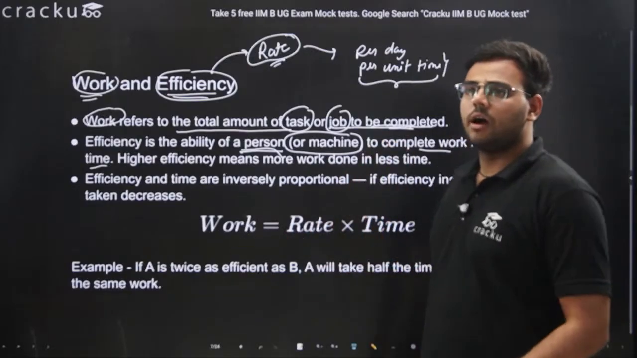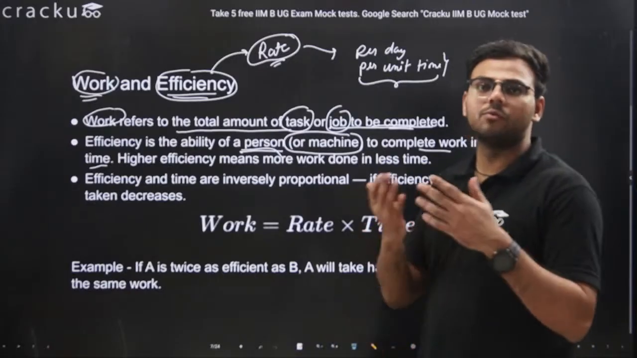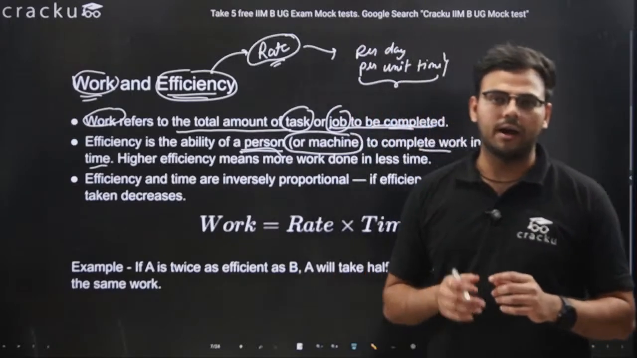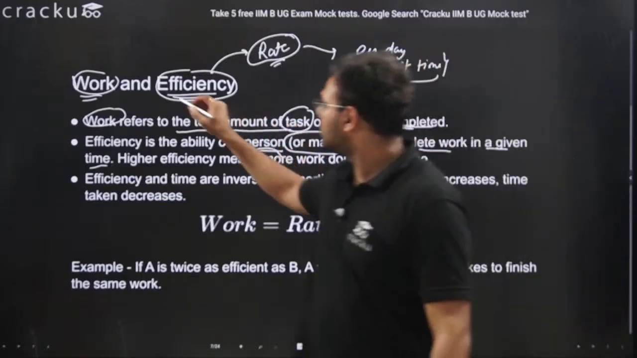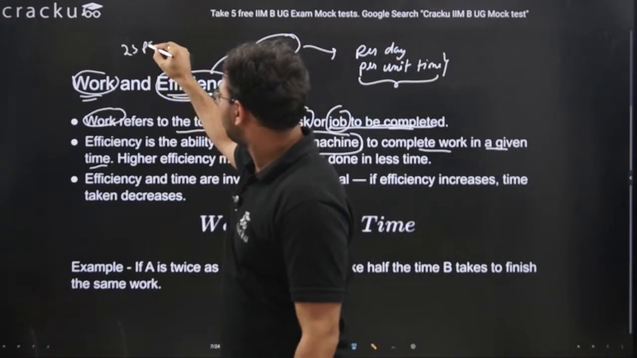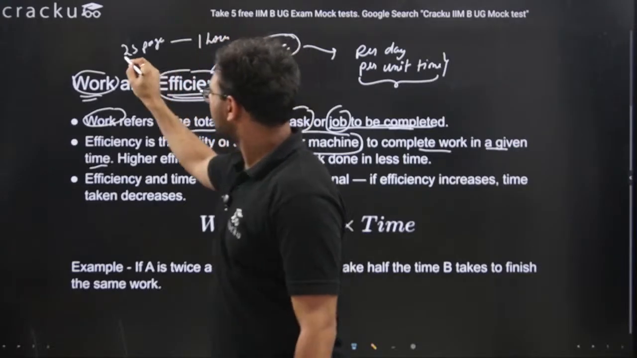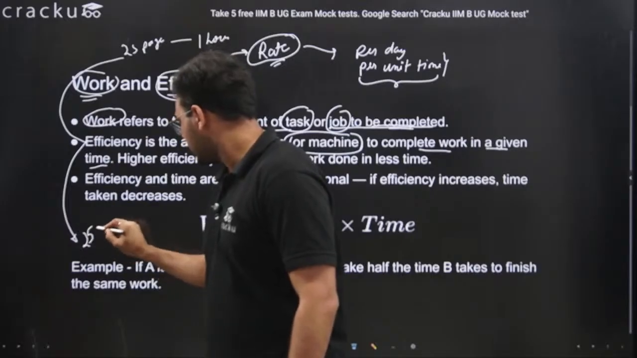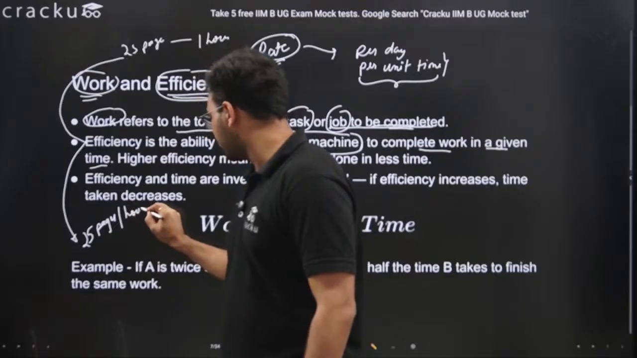Let's say you are typing on your computer, and you are typing 25 pages in 1 hour. So what is your efficiency? Your efficiency is 25 pages per hour.